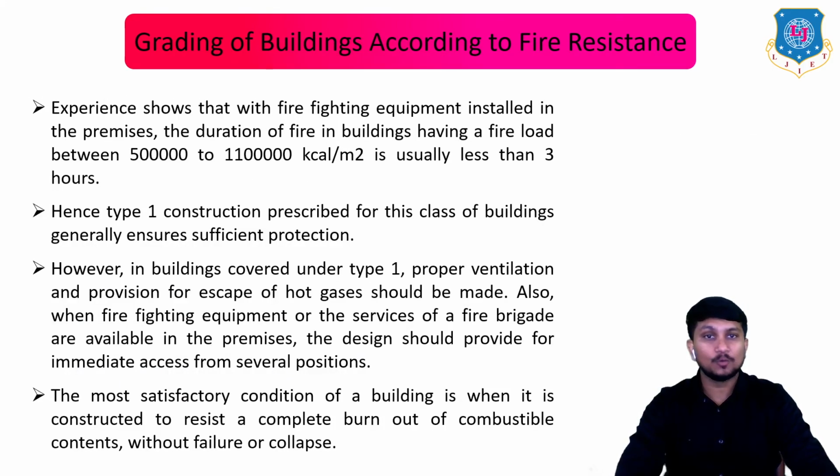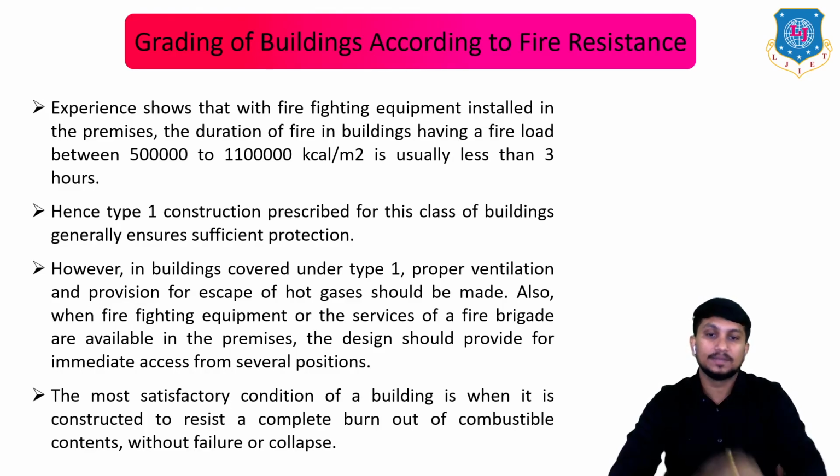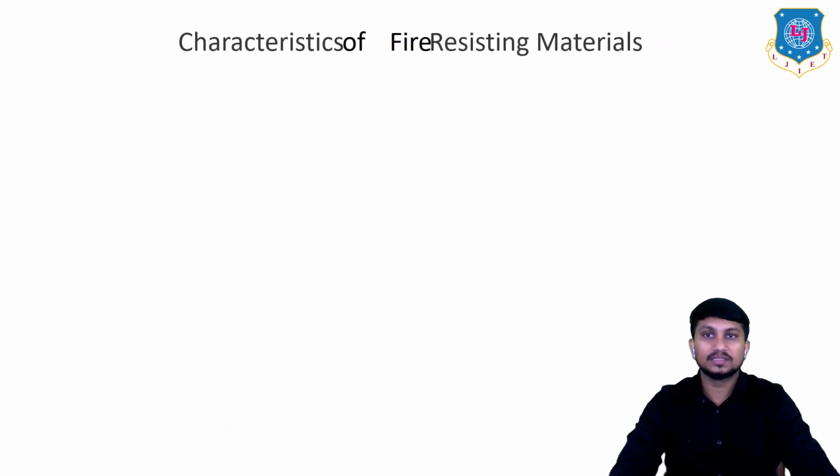Experience shows that with firefighting equipment installed in the premises, the duration of fire in buildings having a fire load between 5 lakh to 11 lakh kilocalorie per meter square is usually less than 3 hours. Hence, type 1 construction prescribed for this class of buildings generally ensures sufficient protection. However, in buildings covered under type 1, proper ventilation and provisions for escape of hot gases should be made. Also, when firefighting equipment or services of a fire brigade are available in the premises, the design should provide for immediate access from several positions. The most satisfactory condition of a building is when it is constructed to resist a complete burnout of combustible contents without failure or collapse of the building. Okay, so this is the grading.